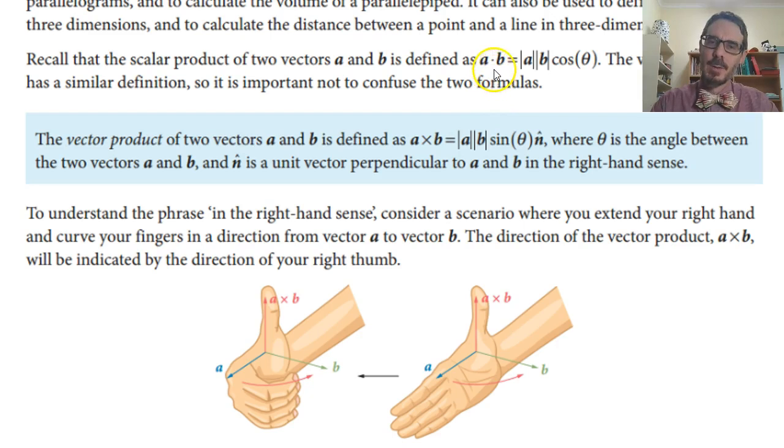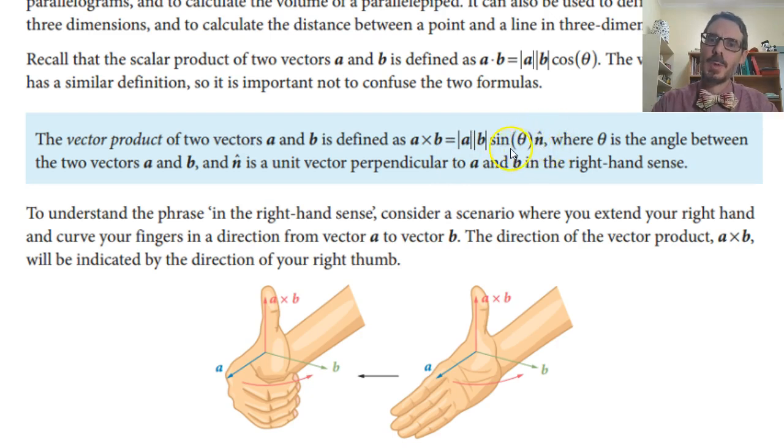The scalar product was the dot product with a dot. The vector product is also called the cross product. We write it with the cross times sign. A cross B is the length of A times the length of B times sine theta. Except that would be a scalar. That would just be a number. The vector product is a vector. It also has a direction.